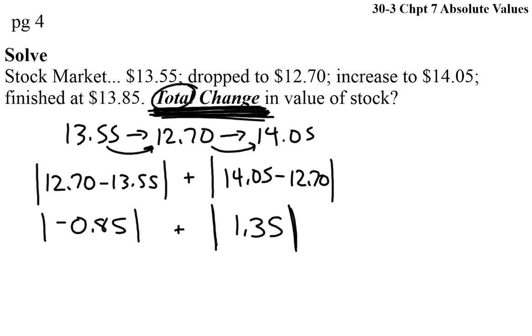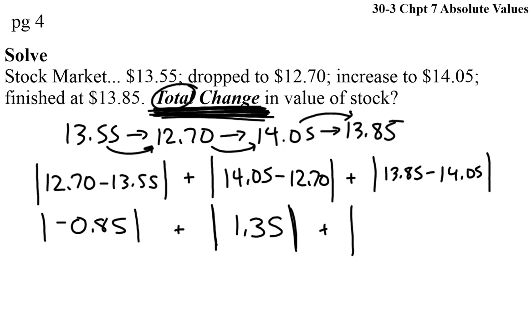And the last change that occurred is it went from the $14.05 and finished at $13.85. Well, we can see that that's another decrease. But I don't care that it was a decrease because I want just the amount of the change, which is why it's an absolute. It finished at $13.85 from the $14.05, which was a change of -20 cents, but I don't want to worry about the fact it dropped. I just want the amount, so I put it in the absolutes. So the absolutes convert my negative to just positive values.